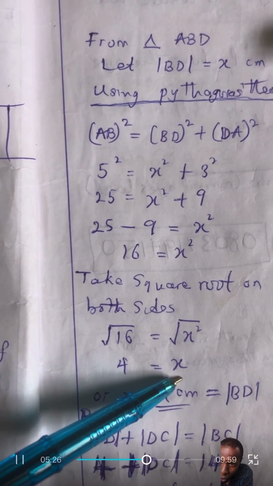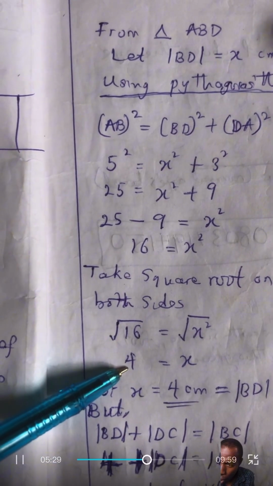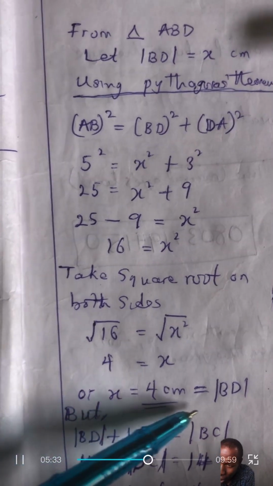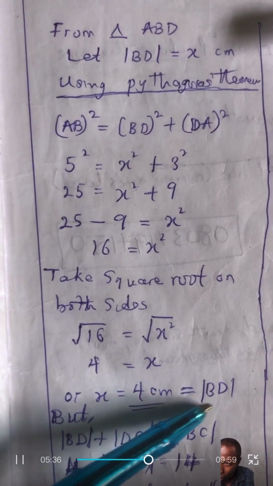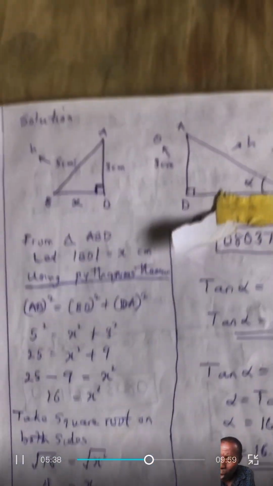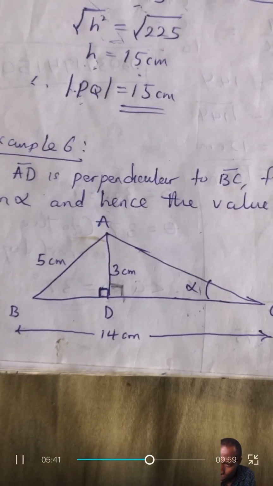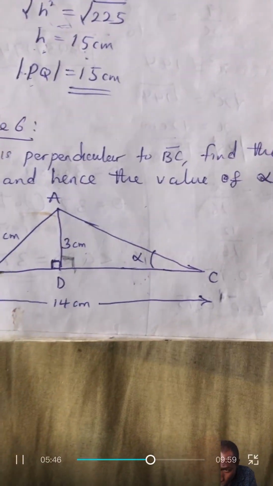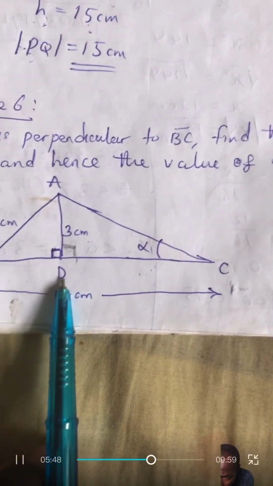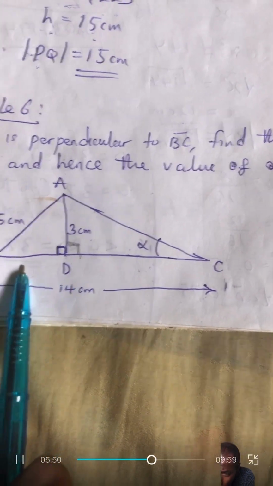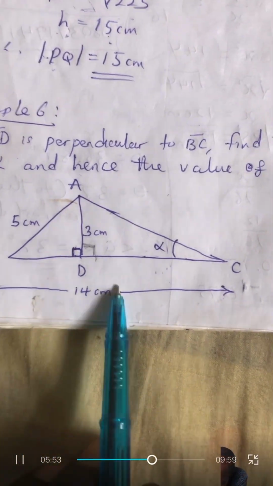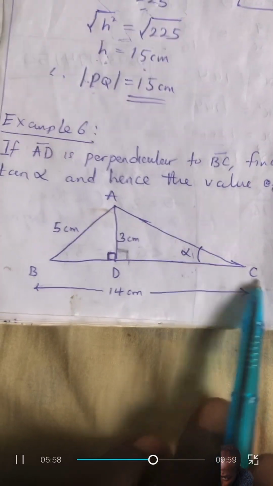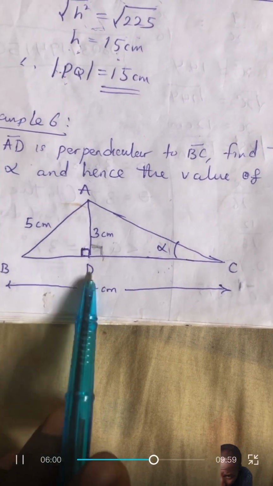Then the square root of 16 is what? Is 4. All right, so we succeeded in getting the value of the unknown side, which is line BD, which is 4 centimeter. But do not forget that they gave us a whole length that runs from BD to DC, which is 14 centimeter. So from the 14 centimeter, part of it is already 4, which is line BD. So if BD is 4, then the remaining part, which is DC, will be 10. So 4 plus 10 will give us the 14 centimeter we have here.